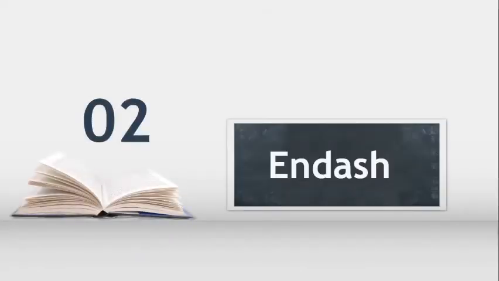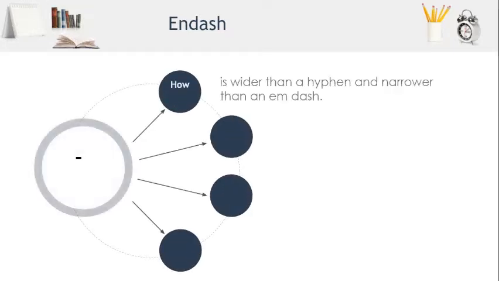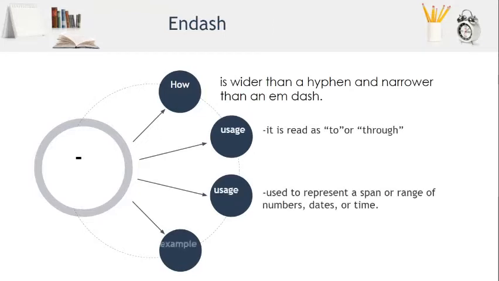Okay. And next, of course, number two is the N dash. It's shorter than an M dash, but it's not shorter than a hyphen. So if you can see here, the icon there is an N dash. How are you going to use an N dash? It is wider than a hyphen, narrower than an M dash. It is read as "to" or "through."